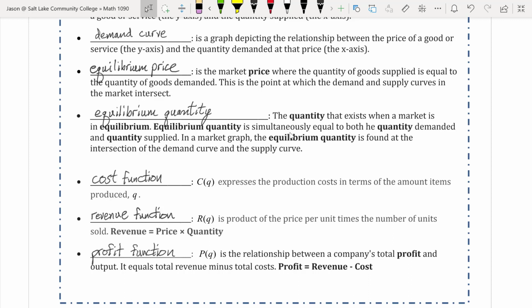And then the profit function, P of Q, is the relationship between a company's total profit and output. It equals total revenue minus total costs. Okay, so these are the important things to remember for these functions. Revenue is just price times quantity, and profit is revenue minus cost. Okay, let's move on here.